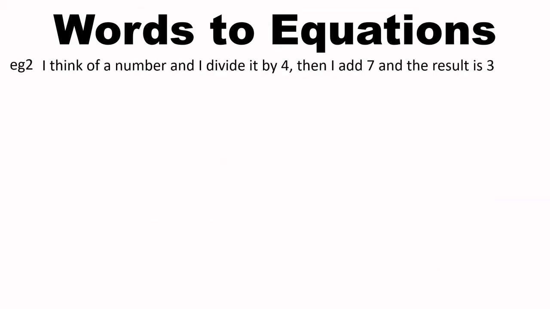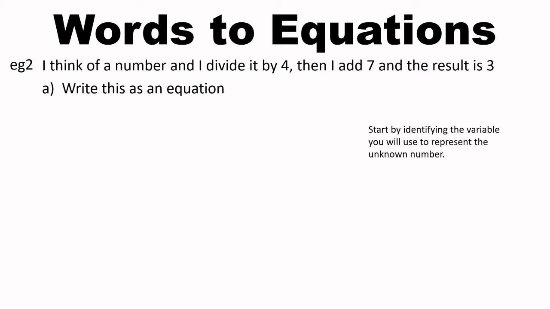Let's try another example, and be careful because it looks very similar, but it is different. This time I think of a number, I divide it by 4, and then I add 7, and the result is 3. Sounds very similar, doesn't it? Well, let's go through our steps then.